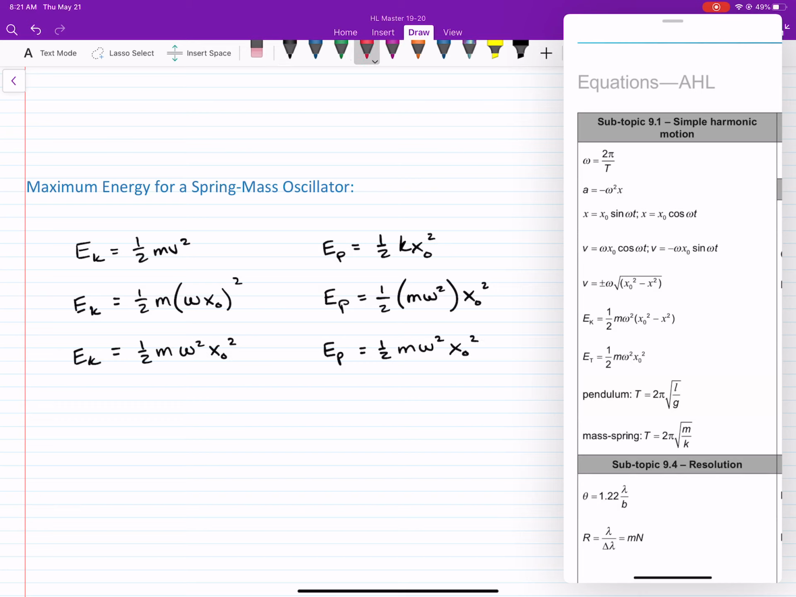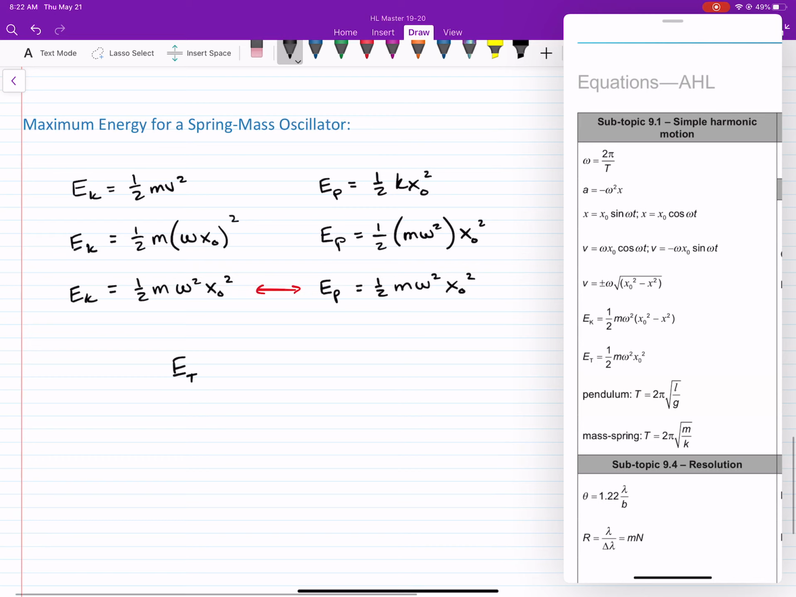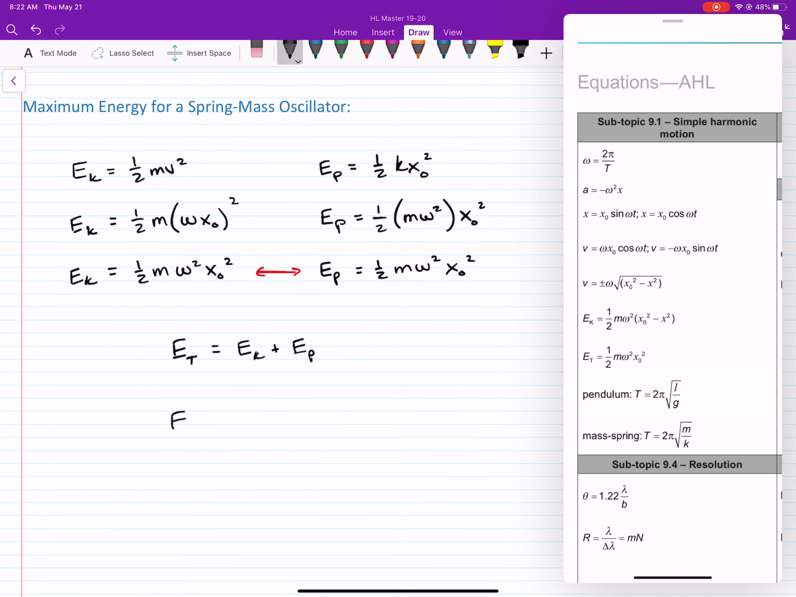So no matter which one of these you look at, whether you're looking at the kinetic or the potential, those are just exactly the same. And that's because, again, our total energy, or our total mechanical energy, is the kinetic plus the potential energy. And when one of them is a maximum, the other one's a zero. So when you're at maximum potential, your kinetic energy is zero. If you're at maximum kinetic, your potential is zero. And so those are always going to give us the same total of just what that potential energy is. And that's where we get our ET equation, which is 1/2 m omega squared x naught squared.